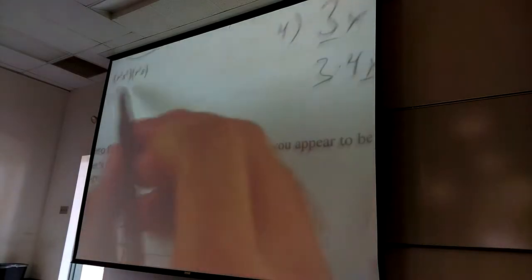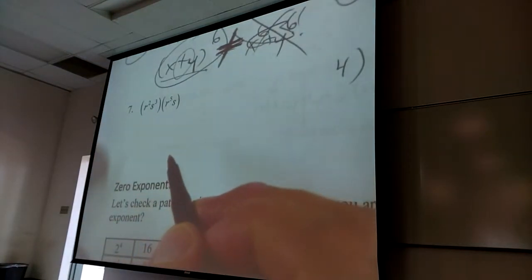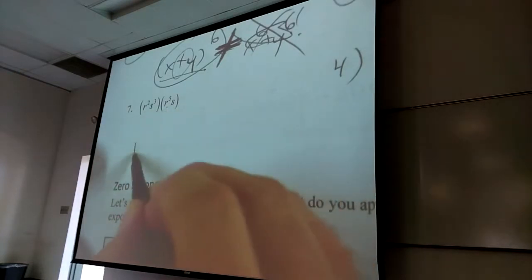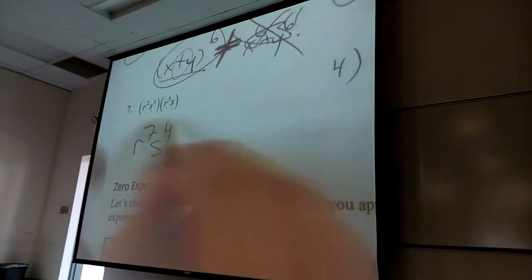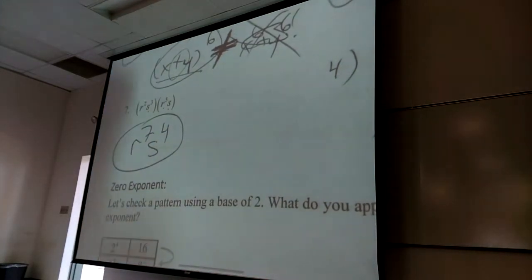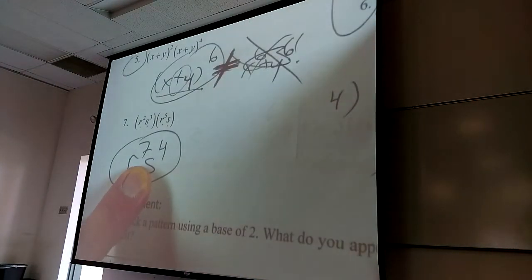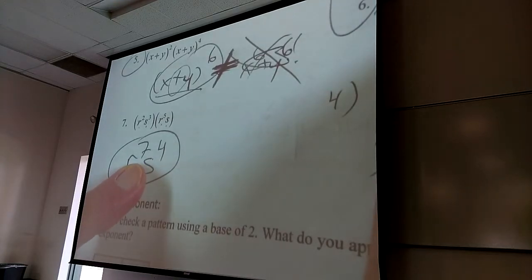Number 7. Careful. How many R's do you see total? 7. How many S's do you see total? 4. Bam. It's the same exact rule as this one. It's just I got an R and an S that I got to collect each of them separately. I can't put R's and S's together, but I can put R's together.